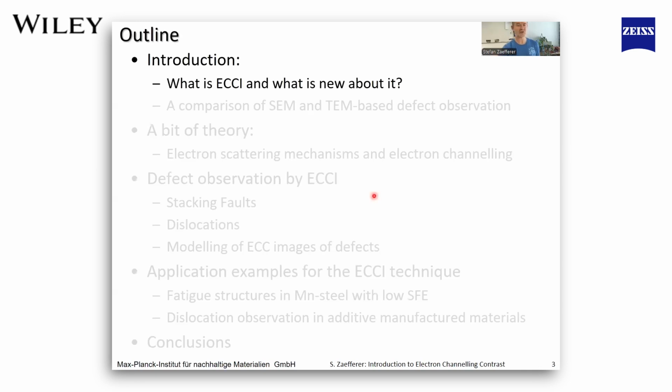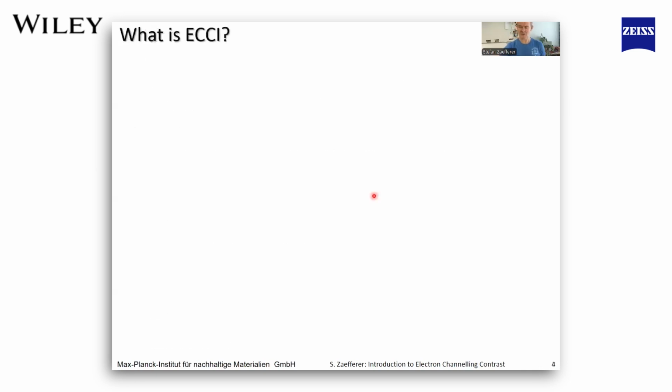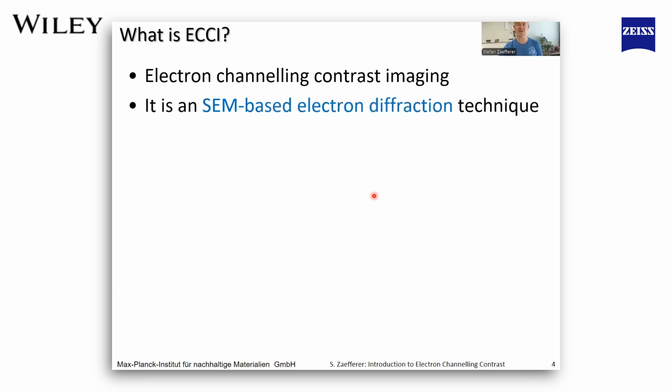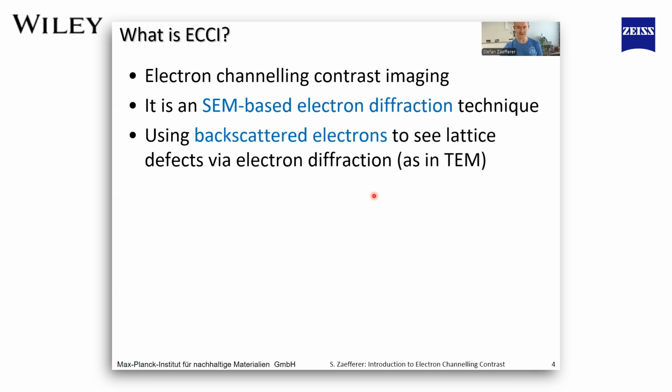So, what is ECCI and what is new about it? ECCI in general stands for, as I mentioned already a couple of times, electron channeling contrast imaging. And this technique is an SEM-based electron diffraction technique. It uses backscattered electrons, that means we need a backscatter electron detector, to see lattice defects in an electron diffraction technique very similar to what we do in transmission electron microscopy, in TEM.